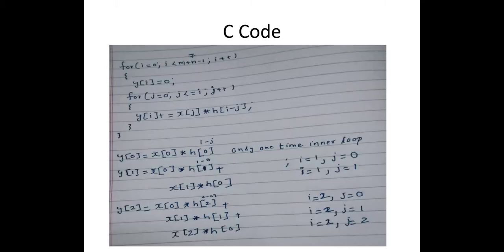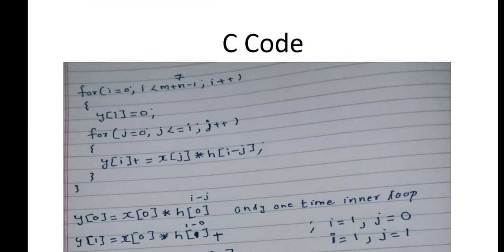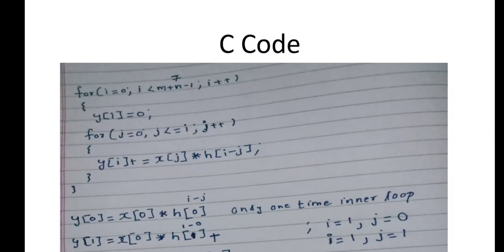So this is the simple piece of C code which I wrote. Definitely I would be needing 2 for loops, because x of 0 multiplied by h of 0, then x of 0 multiplied by h of 1 plus x of 1 multiplied by h of 0. So I required 2 indexes. One is i, which takes care of x, another is j, which takes care of the h function. So definitely I should have 2 for loops, or better to say nested for loops.